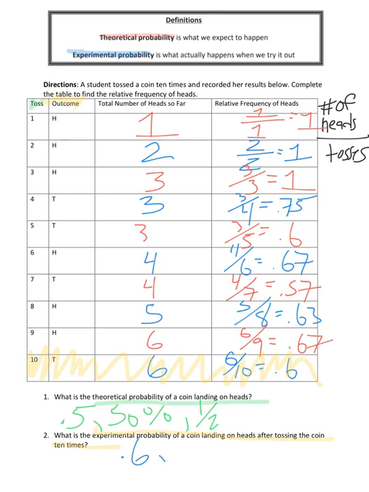So what's the experimental probability? 0.6, 6/10, or 60%. And once again, yes, we expected it to land on heads 50% of the time, but after doing the experiment, we found the experimental probability was 0.6, 6/10, or 60%. So once again, the theoretical probability and the experimental probability can differ. So we have questions 1 and 2 answered, and now we'll move on to the next 2 questions.